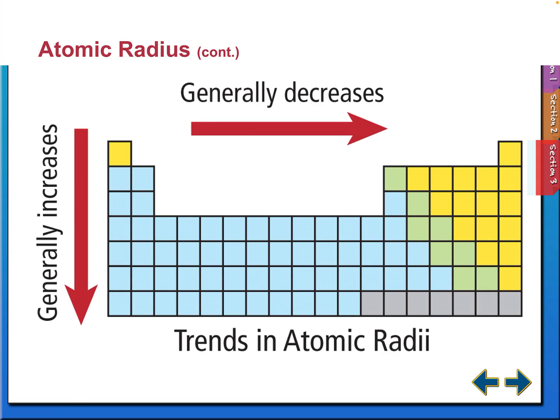On your notes, you need to label this picture with your arrows. So atomic radius generally decreases as you move from left to right, meaning you get smaller. And then it generally increases from top to bottom as you go down. Generally just means there's a couple of elements that don't follow the rules, but for the most part, this is the trend.